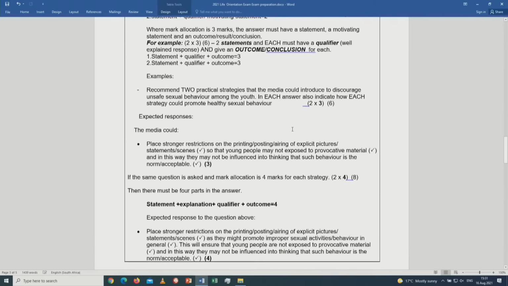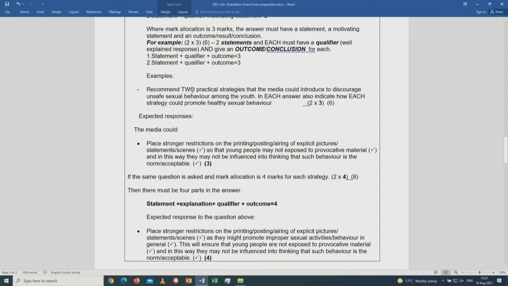Let's look at the example. Recommend 2 practical strategies that the media could introduce to discourage unsafe sexual behavior among the youth. In each answer, also indicate how each strategy could promote healthy sexual behavior. Now, the first step, you underline the instruction word. What is the instruction word in this sentence? Recommend. You are asked to recommend. Recommend what?